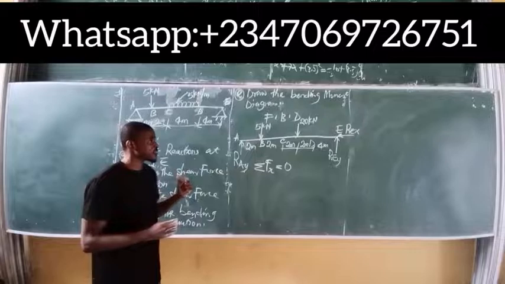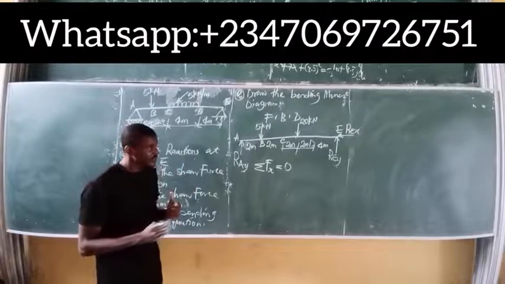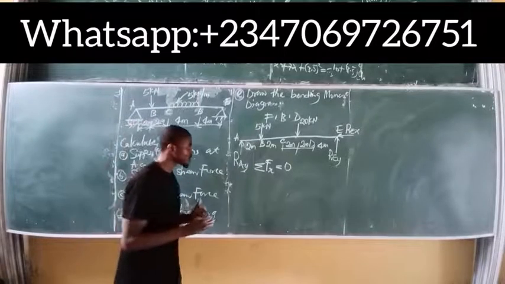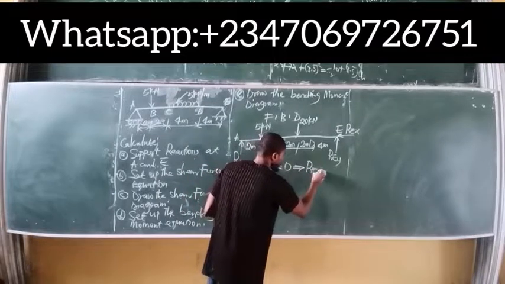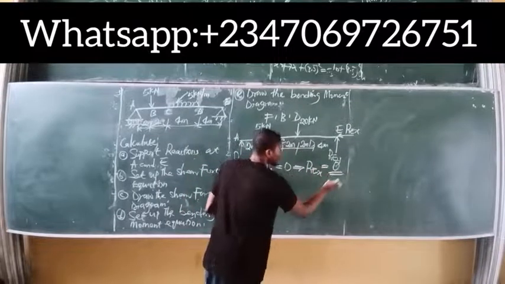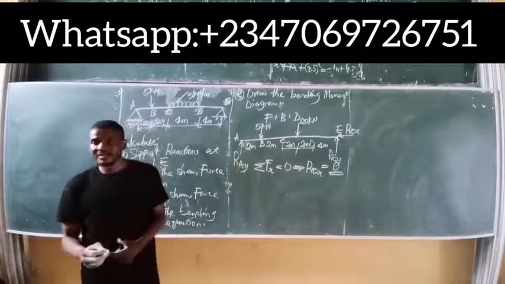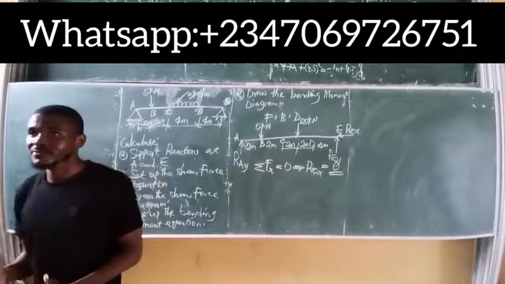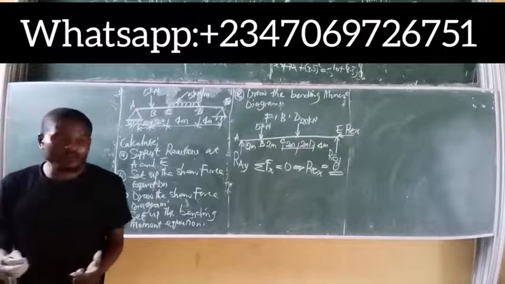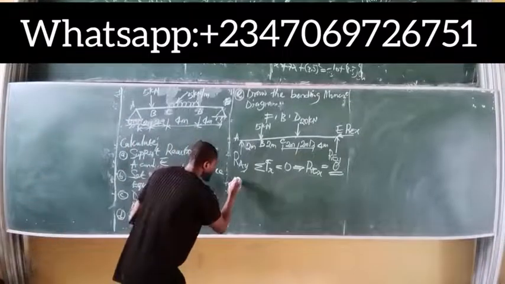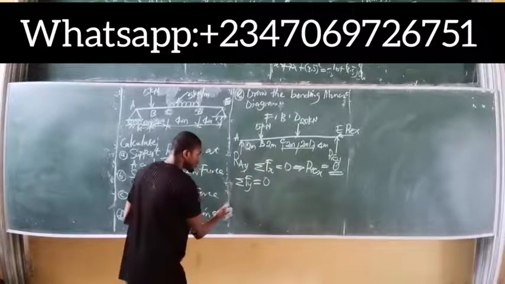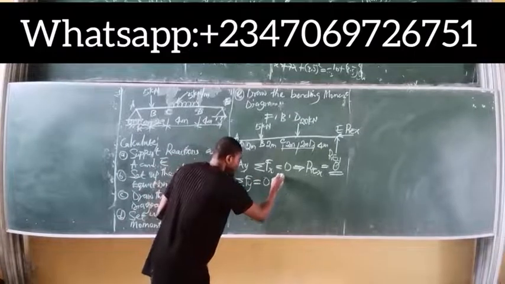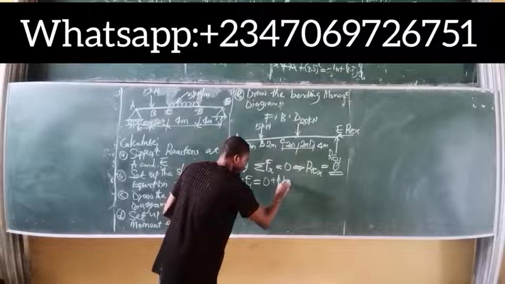How many forces are pointed in the x-axis there? 1, which is REX. So this simply implies that REX is equal to 0, because only REX points in the x direction. The second equilibrium law is summation of forces in the vertical axis, summation Fy, equal to 0. We consider vertically upward forces as positive, and downward forces as negative.